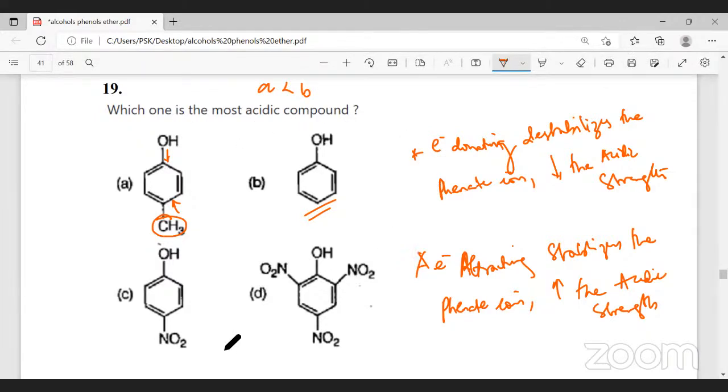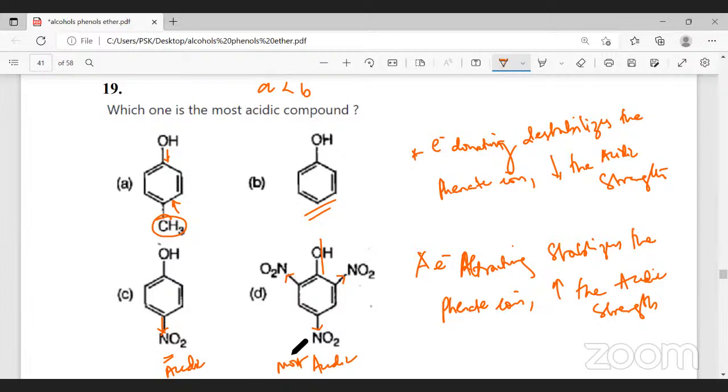Next is, this is electron donating group. These three are also electron withdrawing groups, and there are 3 electron withdrawing groups. Since here we have 3 electron withdrawing groups, the phenate ion will be more stabilized and this will release H plus ions more easily. This will be more acidic in nature. The most acidic will be this. This is also acidic and this is most acidic.